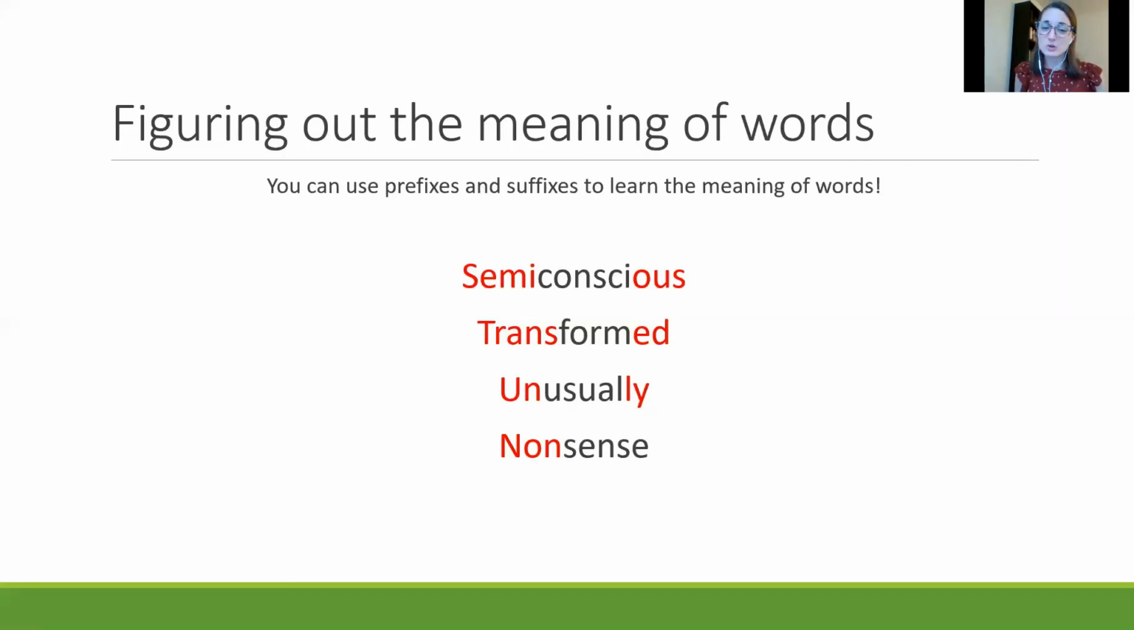So unusually is our next one. Un meaning not. We see our root word there of usual, and ly meaning it's how you do something. So you're not doing something in the usual way, unusually. Nonsense is our last one, and it just has the prefix non, which we know is like not. It doesn't make sense, right? So not sense, it is nonsense. You can't make any sense of it.